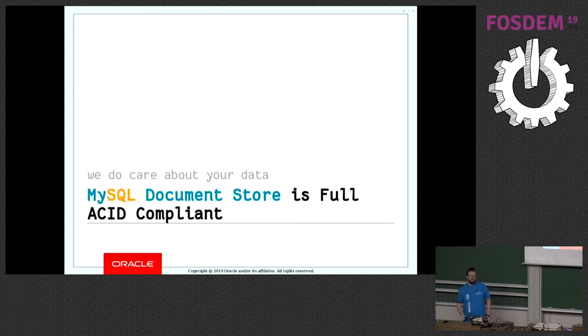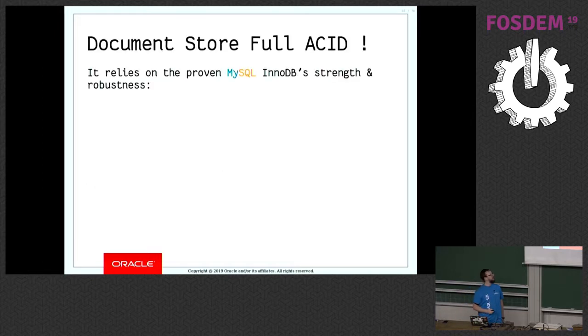But like I said earlier, in MySQL we also do care about your data, right? So the MySQL document store is fully ACID compliant. So it means that it relies on InnoDB. So your data is stored on InnoDB. It's not yet another engine behind MySQL. No, it's the InnoDB, which is the most, let's say, powerful engine and robust that we have, right?